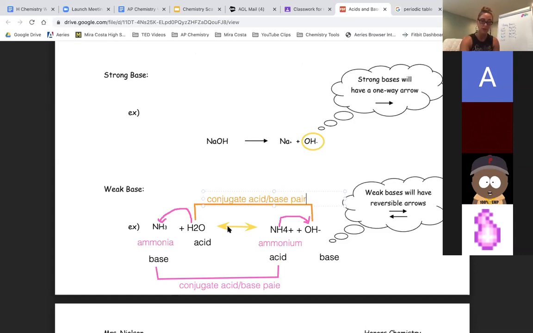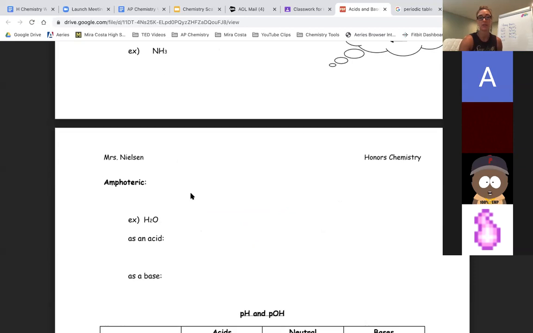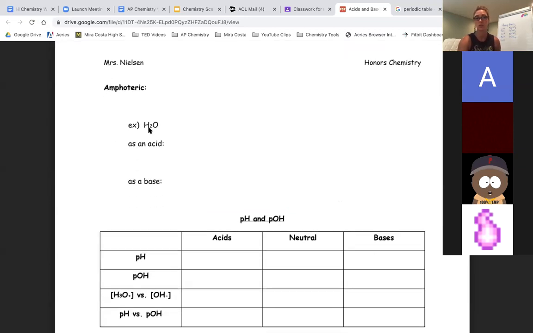Now, you may have noticed something: water can behave like an acid or a base, depending on what you put it with. So let's take a closer look at that. This word, amphoteric, describes something that can act as either an acid or a base. And that prefix ampho or amphi means both.